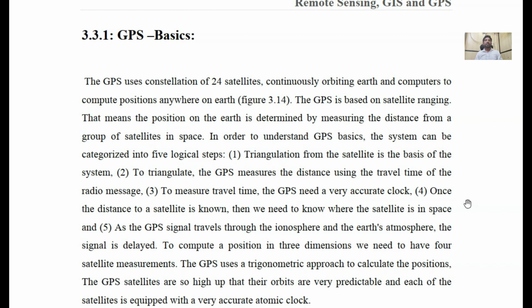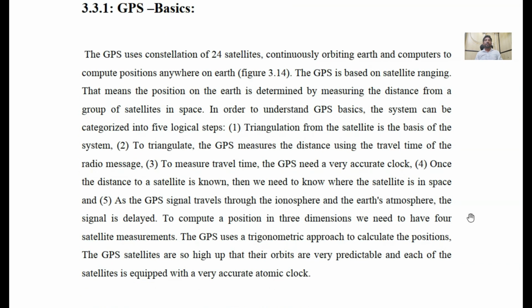Once the distance to satellite is known, then we need to know where the satellite is in space, and as the GPS signal travels through the ionosphere and the Earth atmosphere, the signal is delayed. To compute a position in three-dimensional, we need to have 4 satellite measurements.